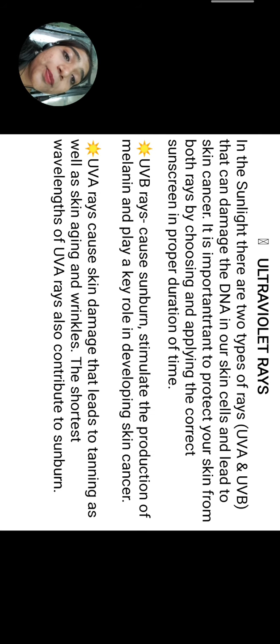So now the proper sunscreen and proper duration of time will come in the next slide. But UVB rays cause sunburn. It stimulates the production of melanin and plays a key role in developing cancer. As we just discussed about melanin, it stimulates the production of melanin. That means only as much melanin as is required would be produced. The overproduction or the over damage that will be caused to the skin can be sustained. So that's why we need a sunscreen to protect from UVB.